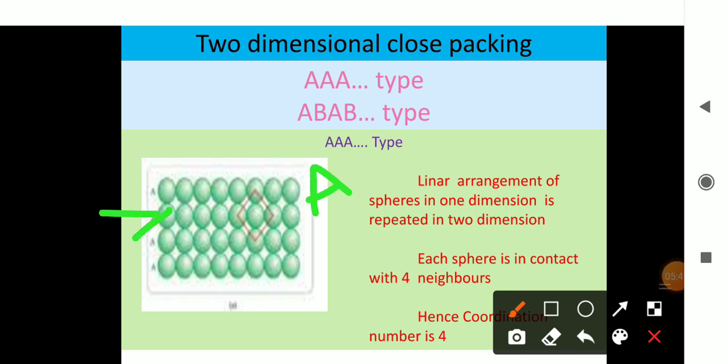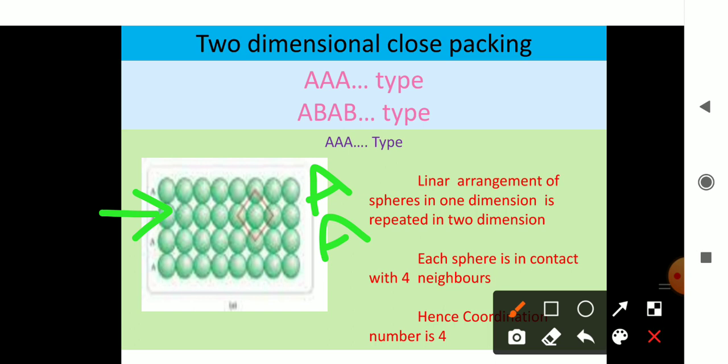Now this second row is placed behind the first row. The second row of atoms is placed behind the first row of atoms, and in both the rows the atoms exactly fit each other. So this second row can also be called an A type arrangement. When the A type arrangement is repeated, it is called AAA type arrangement. We can say that the linear arrangement of spheres in one direction is repeated in two dimensions. The simplest one-dimensional arrangement of atoms is repeated in two dimensions to give the AA type two-dimensional packing.